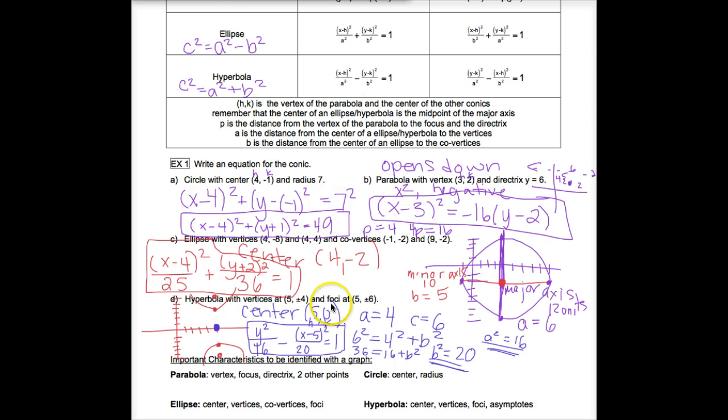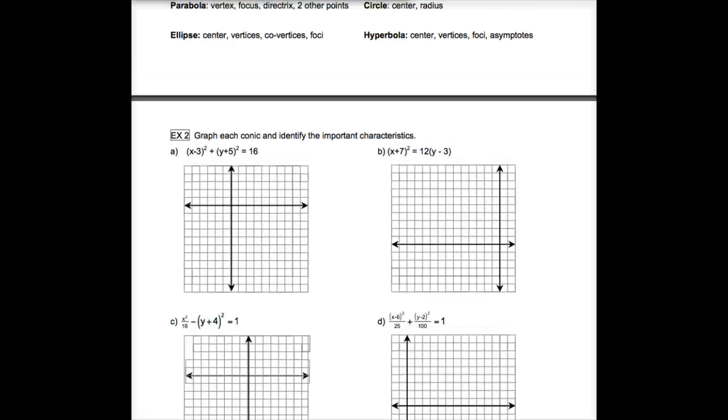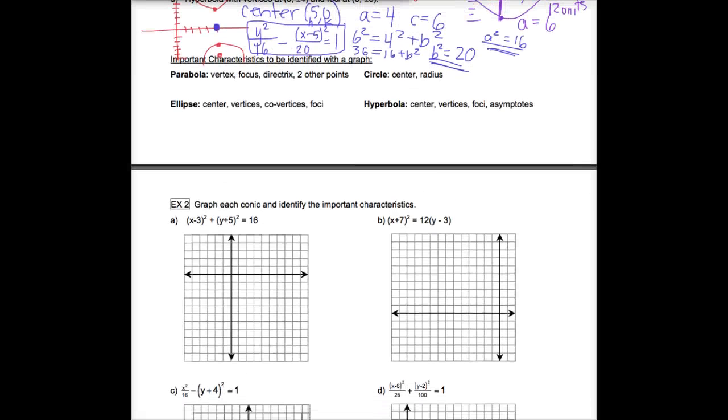All right, so we've taken the characteristics and written the equations. Now we just need to make sure we can identify the conics and their important characteristics. I've listed here what you need to make sure that you list with all of these. So on a parabola, you need the vertex, the focus, directrix. Make sure you have 2 other points specifically plotted. You don't have to list them, but they have to be specifically plotted.